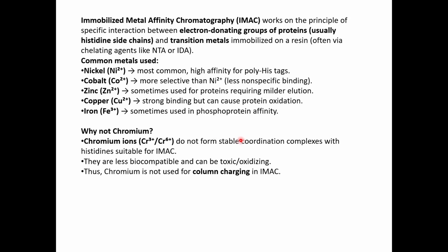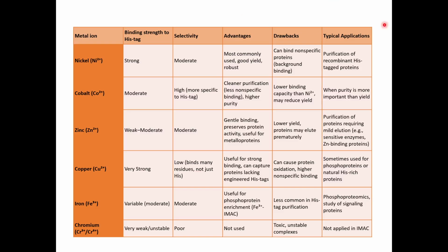So chromium does not form a stable coordination complex with histidines, so this is not suitable for metal affinity chromatography. They are less biocompatible and can be toxic or even oxidizing. Thus, chromium is not used for column charging in IMAC. So this is a table comparing the strength, selectivity, advantages, drawbacks, and applications of different metals in case of IMAC. You can just go through this.